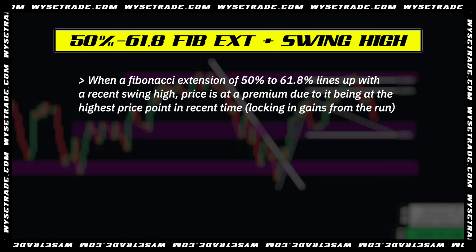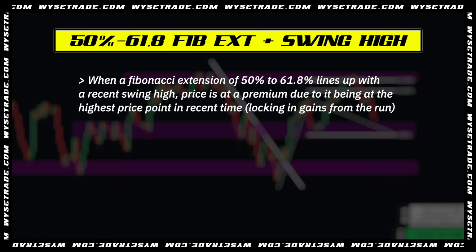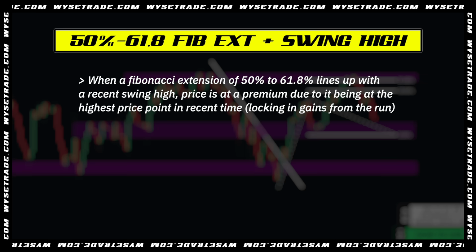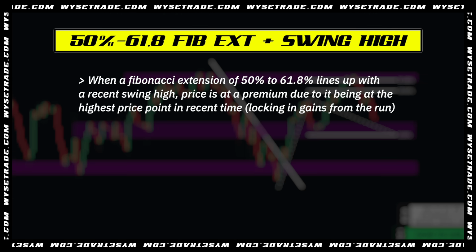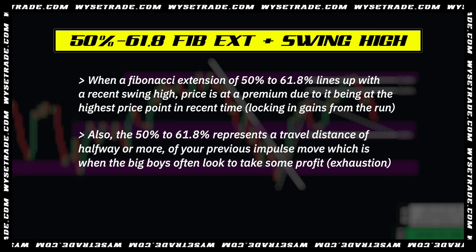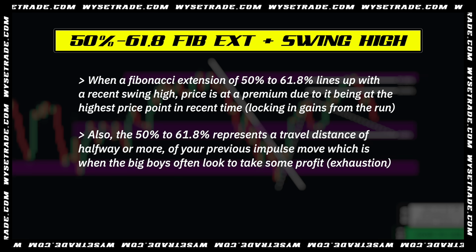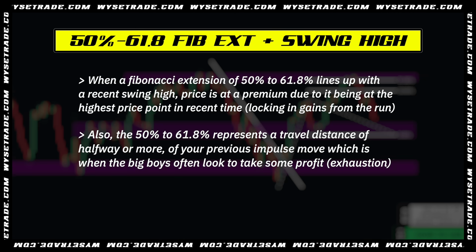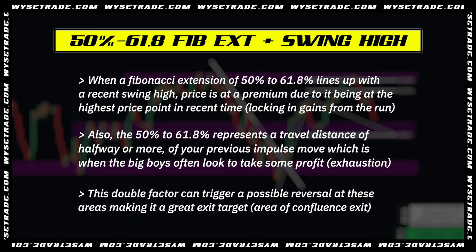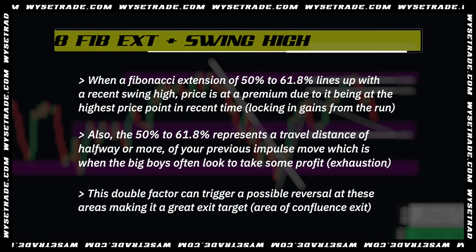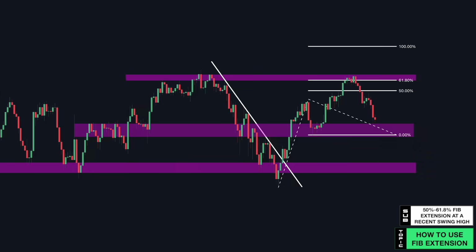When a Fibonacci extension of 50% to 61.8% lines up with a recent swing high, price is at a premium due to it being at the highest price point in recent time. Also, the 50% to 61.8% represents a travel distance of halfway or more of the previous impulse move, which is when the big boys often look to take some profit. This double factor can trigger a possible reversal at these areas, making it a great exit target. So let's show this again.